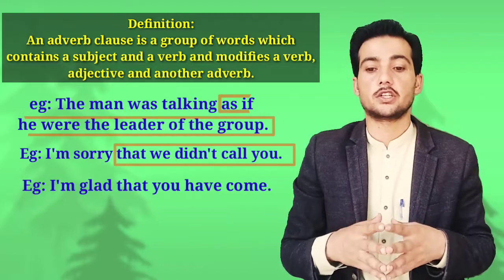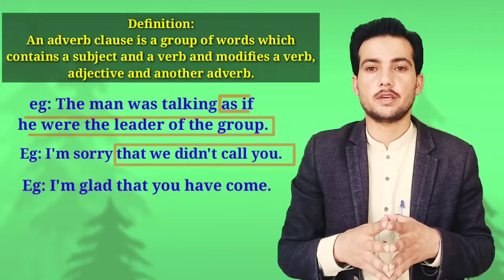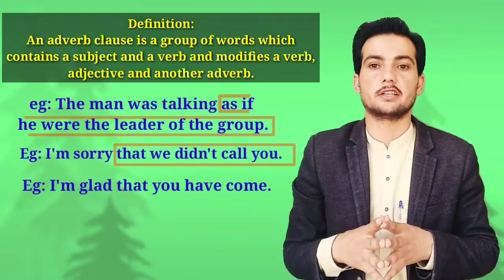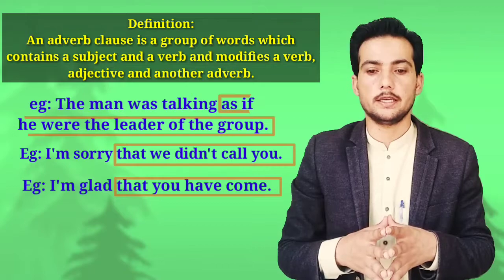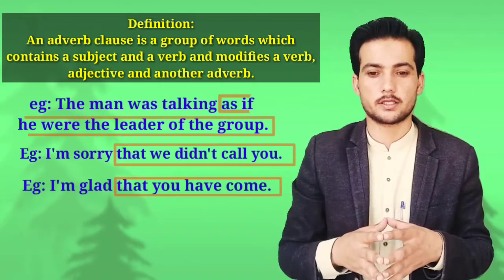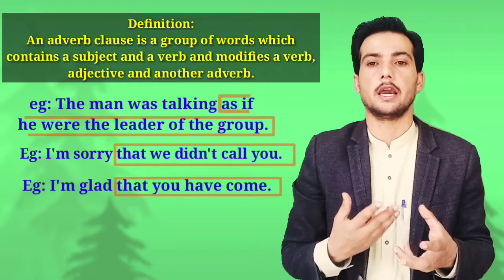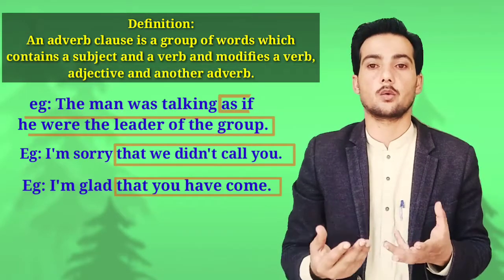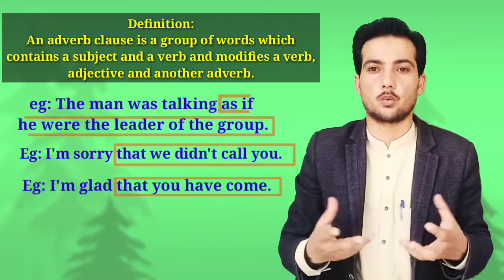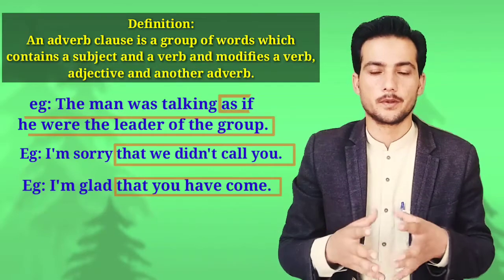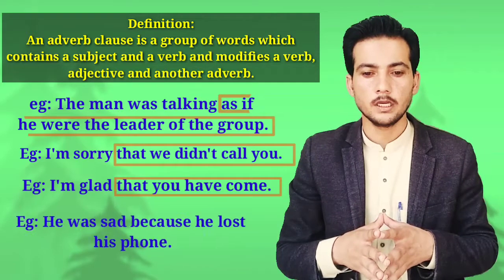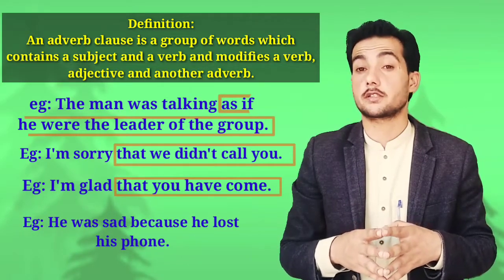I am glad that you have come. You can see that it is another sentence. I am glad is the main clause, and after that, you have come. We can say that it is an adverb clause because it starts with a subordinating conjunction and it consists of a subject and a verb, and it modifies the adjective, that is glad. I am glad for what? That you have come. So it is an adverb clause. He was sad because he lost his phone.